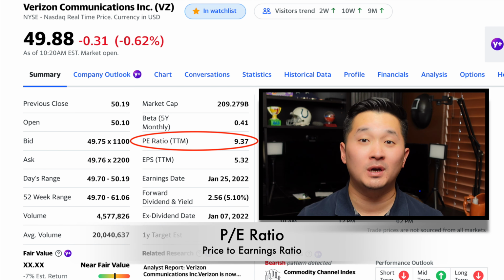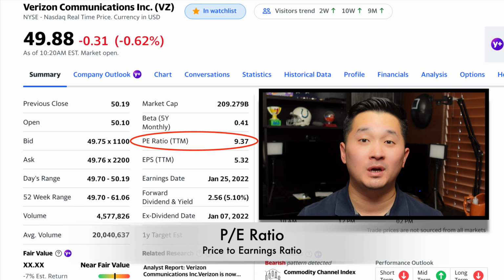TTM stands for trailing 12 months. So what this tells you is the trailing 12-month earnings PE ratio based on the actual data Verizon reported from their last quarterly financial stats to the SEC. So for example, based on the screenshot, Verizon is trading at $49.88 per share. Based on Verizon's income statement, their diluted earnings per share, or EPS, is $5.33. So if you divide $49.88 by $5.33, the price to earnings ratio is about 9.36.